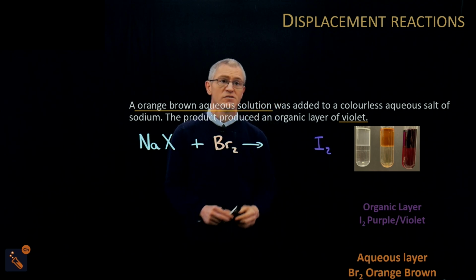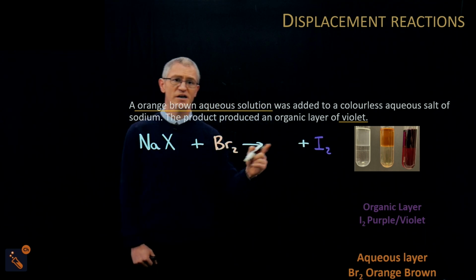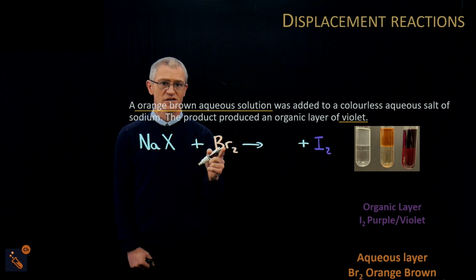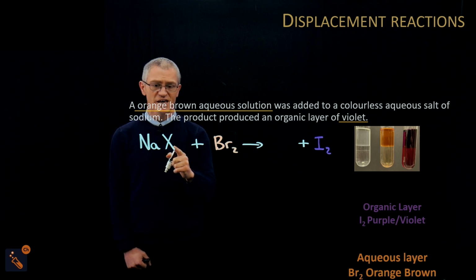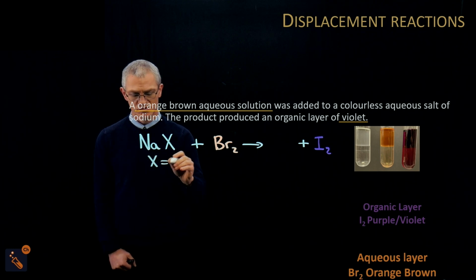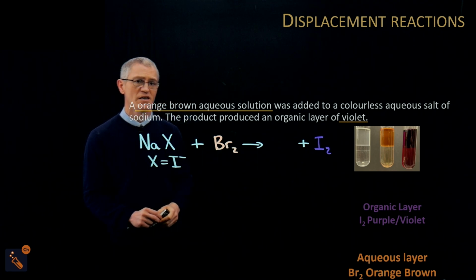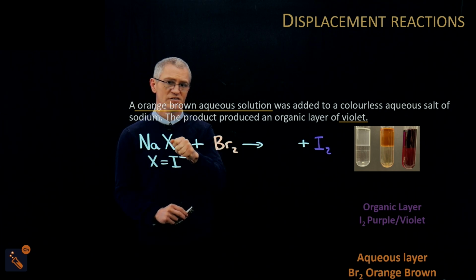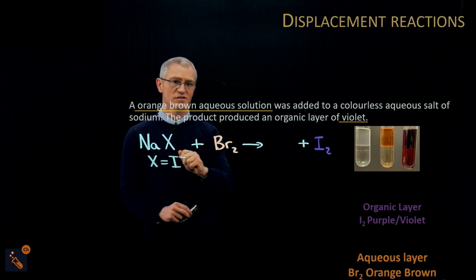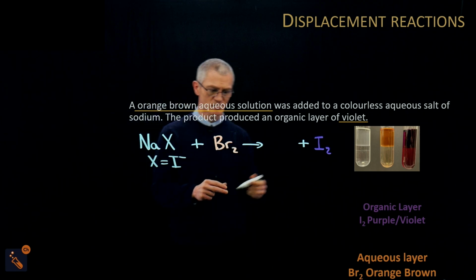Okay, so we know we've got iodine, and we know we've got bromine. All we have to do is say that the iodine must have come from somewhere, which must be, for example, that X. So that means that X is equal to I minus. The bromine, which is more reactive, is going to replace this X, which is I minus, because we know it produced iodine over here, and we know that bromine is more reactive than iodine. It's going to then bond with the sodium.